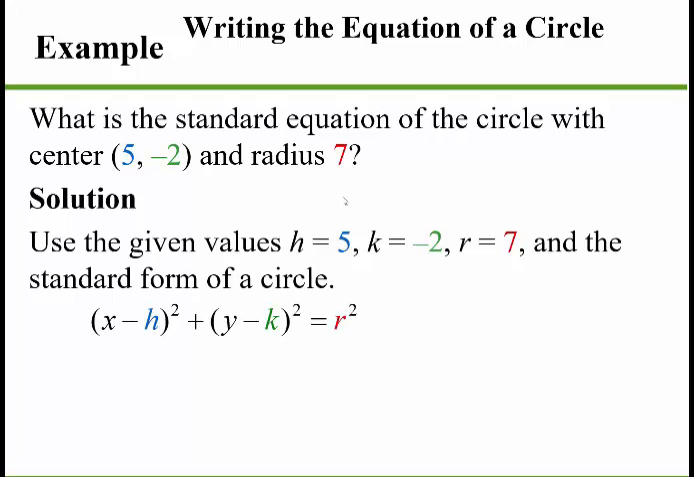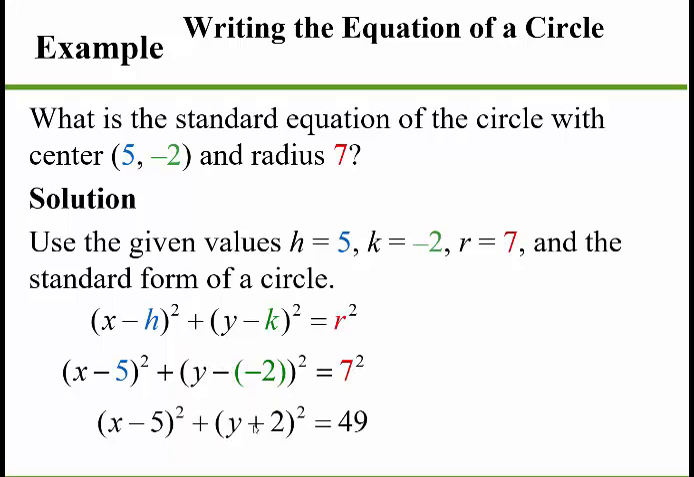So just take your equation, like so. Plug in the values, 5 in for h. Now you keep the negative here, and then you plug in -2 for k, is equal to, instead of r^2, it's 7^2. Now you'll notice the negative will just become a positive. And this is the final form once you square the 7 as well. So it's (x - 5)^2 + (y + 2)^2 = 49.